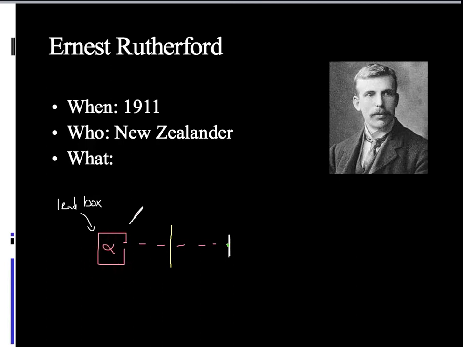Now, there is absolutely no reason for there to be anything to be seen on this side of the alpha generator. But what they found is that in 1 in 8,000 shots that were fired, that's right, 8,000 shots, one of them would produce a blip on the same side as the gold foil.